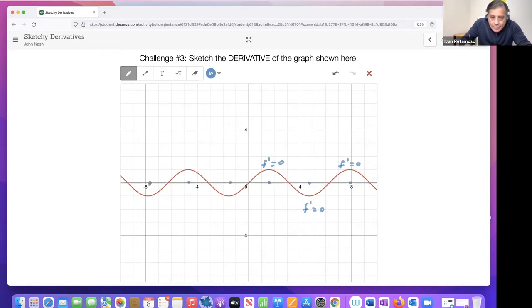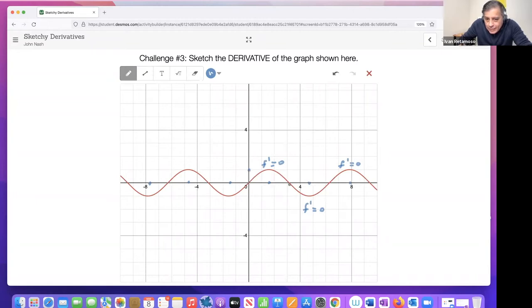Bottom of a valley, zero. So the graph has to go through this point, right? Also notice, when you are here, if you draw the tangent line, it's an inflection point. Slope one, right? More or less. So more or less, this should be derivative one.